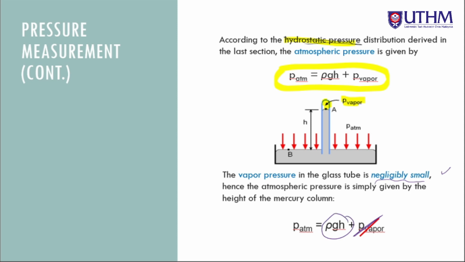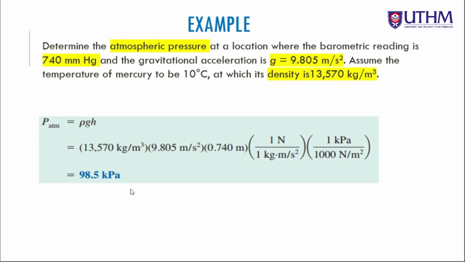Okay, so kita go straight to the example. Determine the atmospheric pressure, PATM lah, at a location where the barometric reading is 740 millimeter mercury, and the gravitational acceleration is given 9.805 meter per second squared. Assume that the temperature of mercury to be at 10 degrees Celsius, in which the density is 13,570 kg per meter cube.